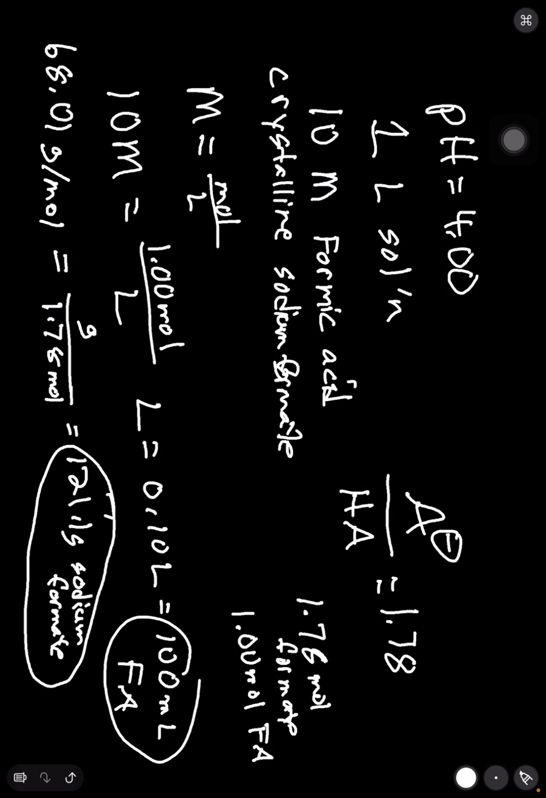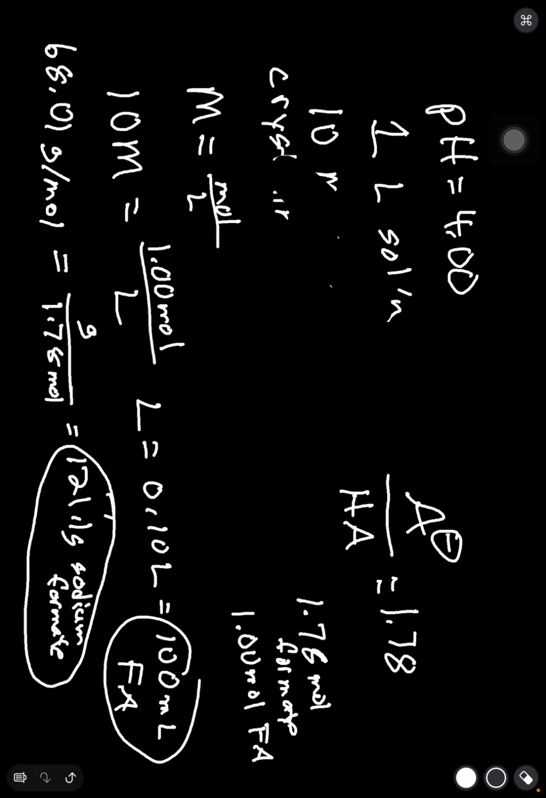You would take 100 mils of formic acid, add it to your container. You'd measure out 121.1 grams of sodium formate, add it to your container, and then dilute the solution with water until you get 1 liter. And then boom, you have 1 liter of a formic acid buffer solution, pH of 4. Woohoo.